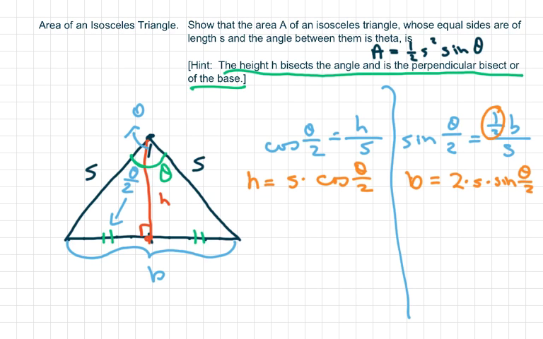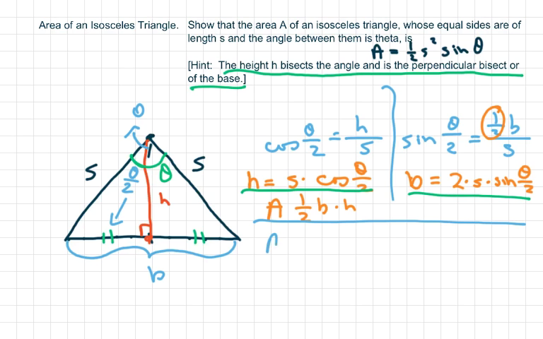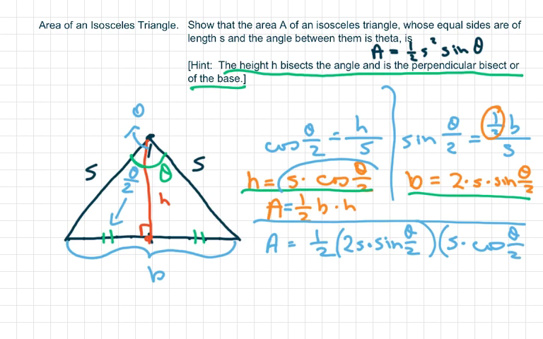Alright, now area we know is 1/2 base times height. So this is my height, this is my base. So basically I'm going to just use substitution and work this out. So area equals 1/2, my base is 2s times sine of theta over 2, and my height is right here, s times cosine of theta over 2.